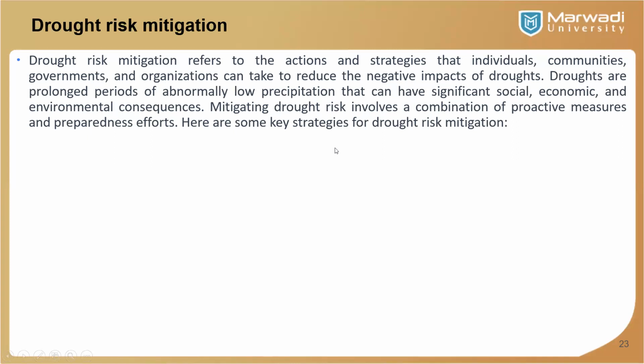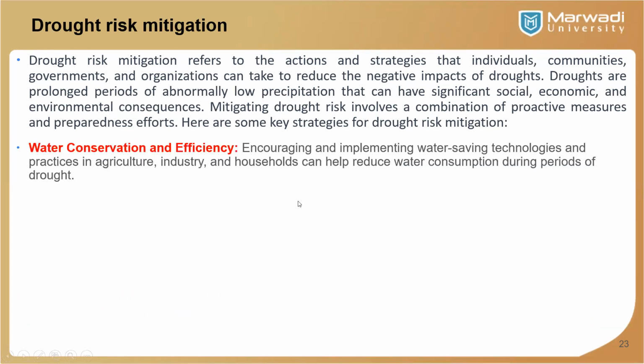Mitigating drought risk involves a combination of proactive measures and preparedness efforts. In this kind of disaster, proactive measures are the major efforts that can reduce the impact. So, here are some of the key strategies for drought risk mitigation, starting with water conservation and efficiency.